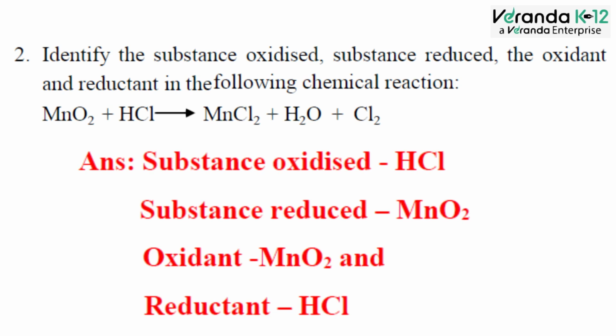And the substance which is oxidized will be considered as the reductant and the substance which is reduced will be considered as the oxidant. Many of the students will have a misconception in this one. So, in order to avoid that misconception, you have to remember that the oxidant, reductant, oxidized, and reduced species, we have to mention from the reactant side only, not from the product.